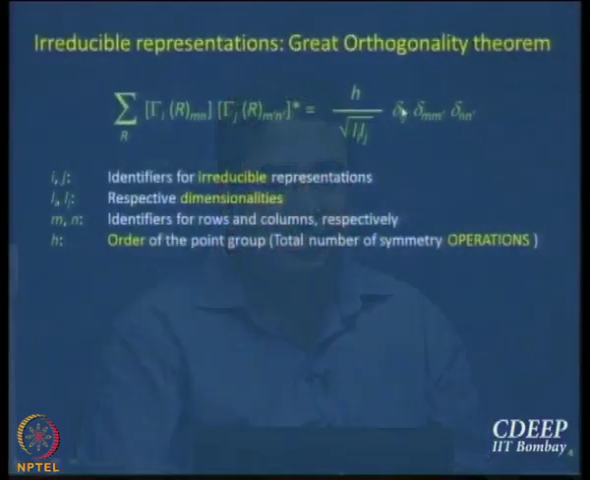If I equal to j, then this is 1, and once it is 1, it is the multiplication by 1, you do not have to worry about anymore. When m equal to m dash, this delta is 1. When n equal to n dash, this is equal to 1, right? So when all this is satisfied, what do you have on the right hand side? You have h divided by square root of Li actually. Square root of Li is what? Li square root of that.